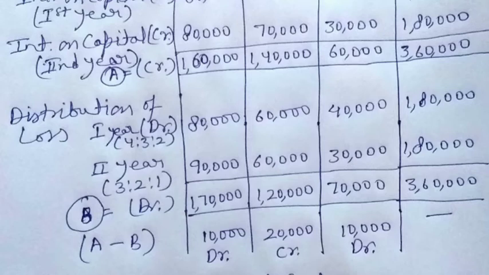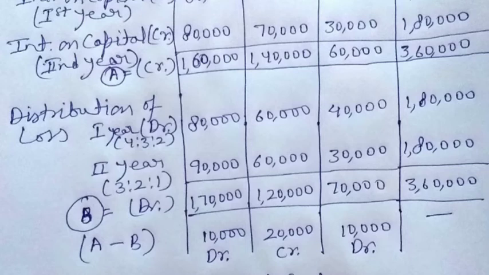After this distribution, we have to make the total of both years. For Anil it is 1,70,000, for Sunil 1,20,000 and for Sanjay rupees 70,000. So we have the total distribution of loss for both years. Now we have to compare the distribution of interest on capital, which is a credit balance, with the distribution of loss, which is a debit balance. So we have to find the difference.